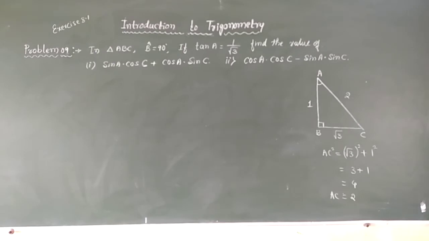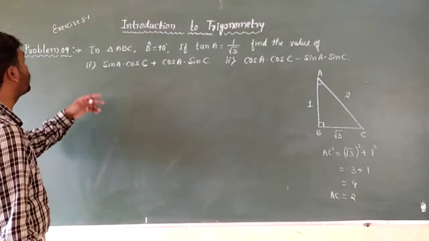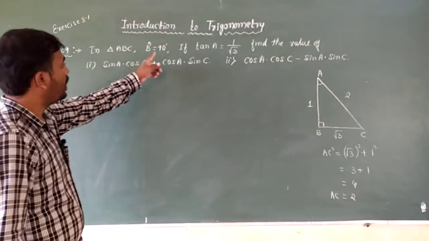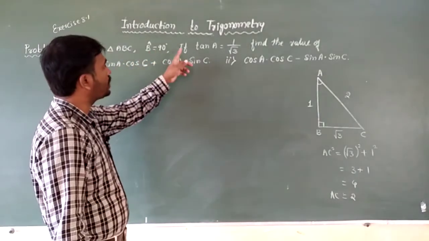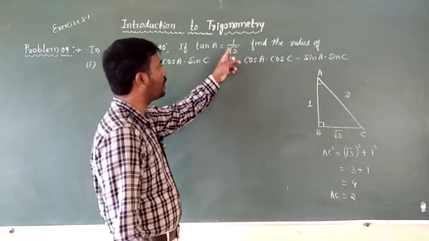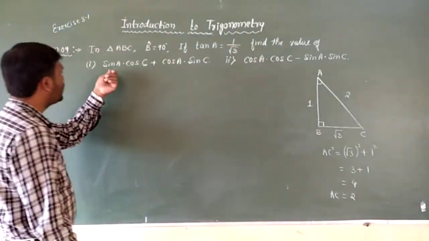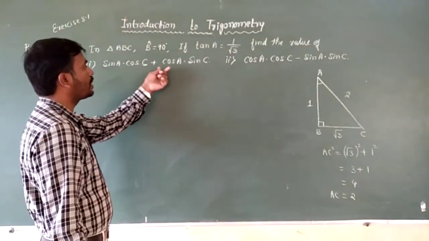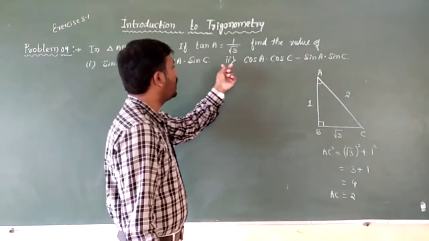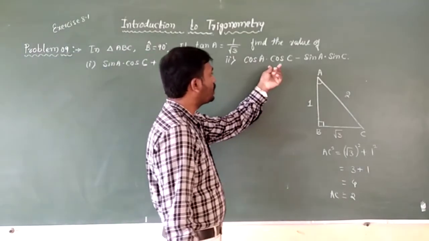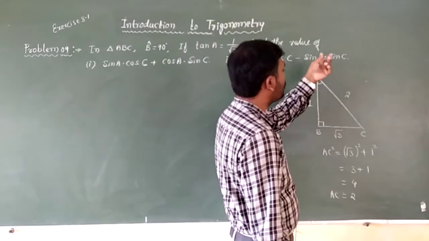Okay, children, let us discuss the next problem here. Problem number 9 in the same exercise, exercise 8.1. In a triangle ABC, right angled at B, angle B is equal to 90 degrees. If tan A is equal to 1 by root 3, find the value of sin A into cos C plus cos A into sin C. And the second one is cos A into cos C minus sin A into sin C.